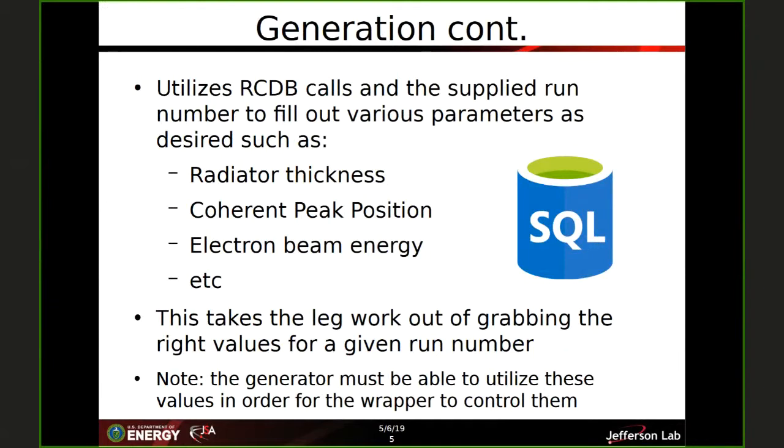So it really takes the legwork out of grabbing the right values for a given run number. A special note, the generator has to be able to utilize these values in order for the wrapper to control them. So if you have a new generator and you've hard-coded the electron beam energy, and then you're wondering why its implementation in MC Wrapper isn't using the beam energy, that's on you. Like, you need to make it in a generic way so that it has the hooks for MC Wrapper.